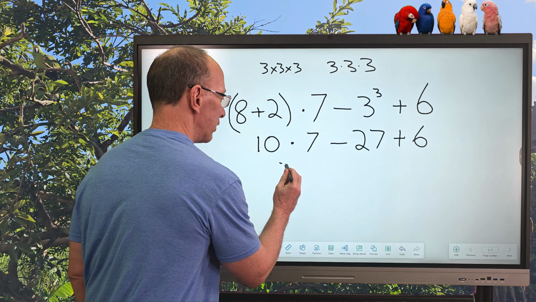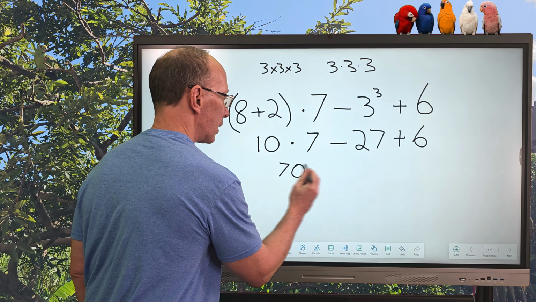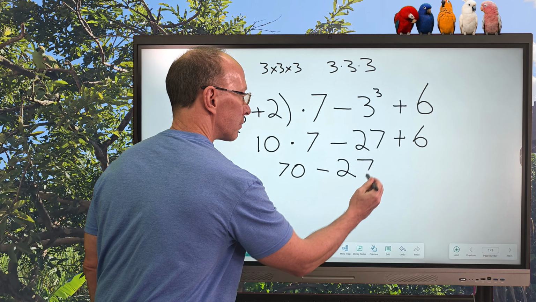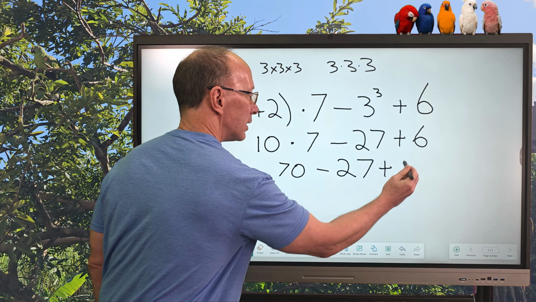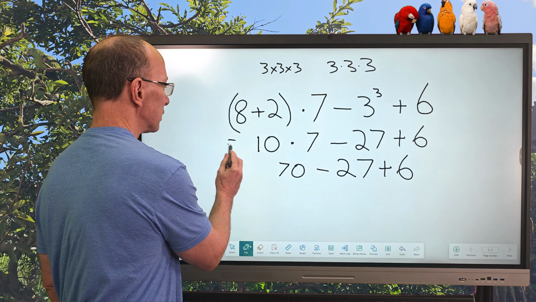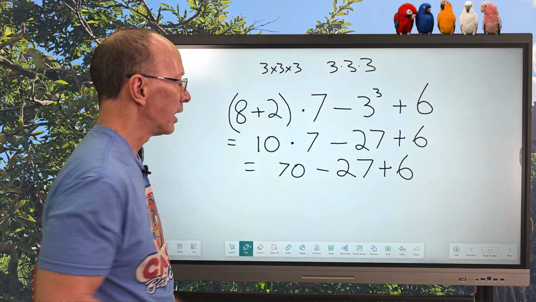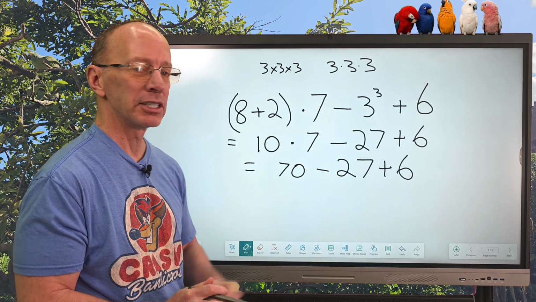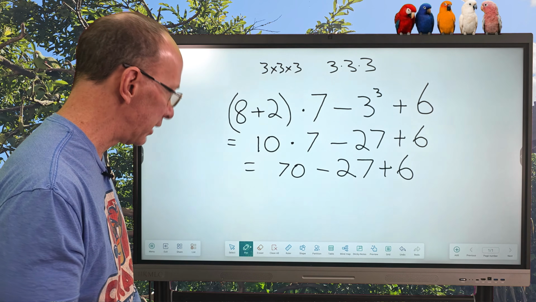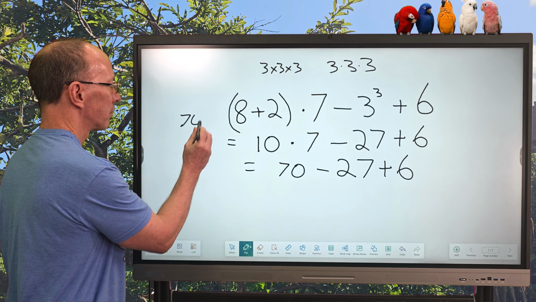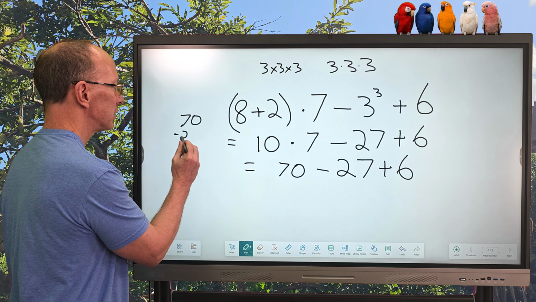So I'm going to write 70 right here, minus 27 plus 6. All right. And if you want to, you could put equal signs right here. All right, let's go ahead and do this problem here. So 70 minus 27. If you can't do that in your head, we can always do it on the side right here. So we can take 70 minus 27.